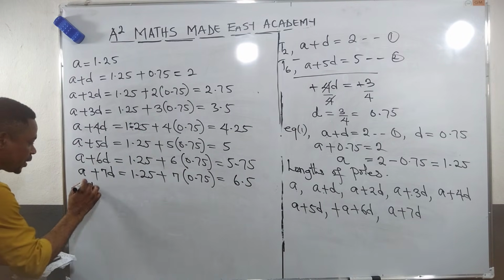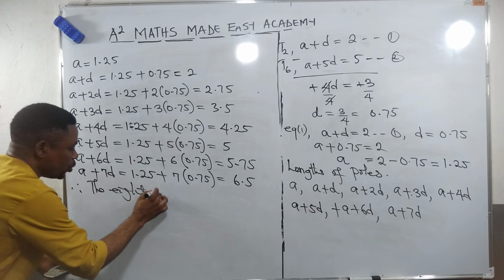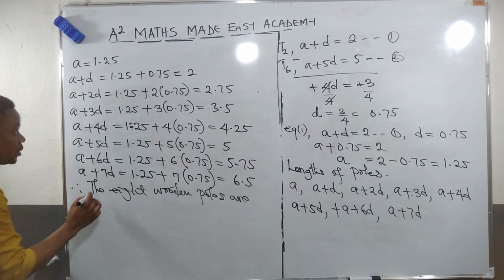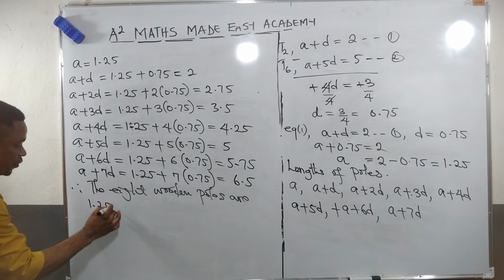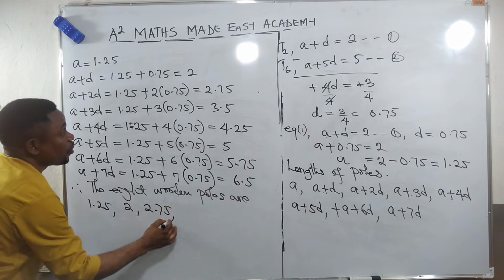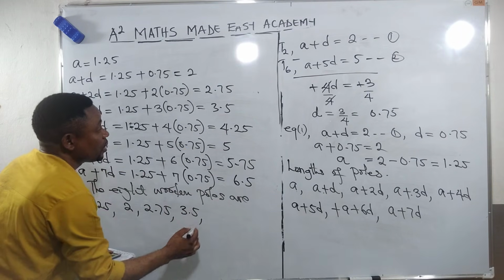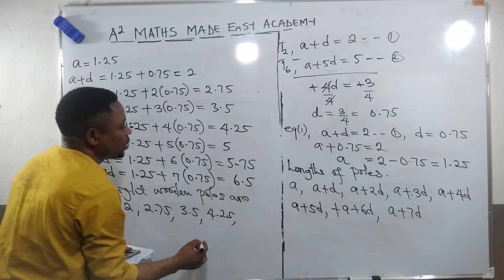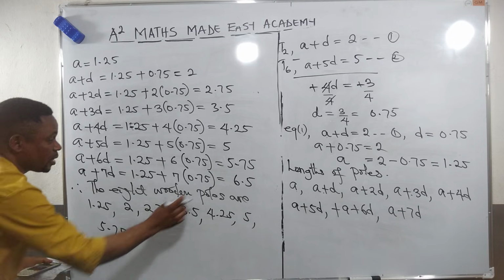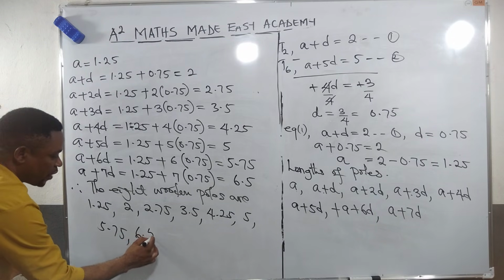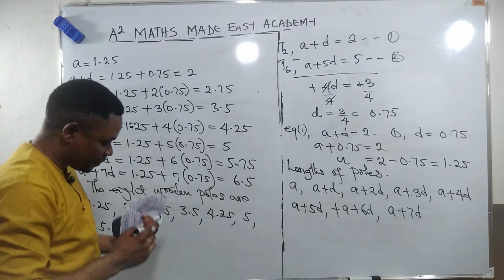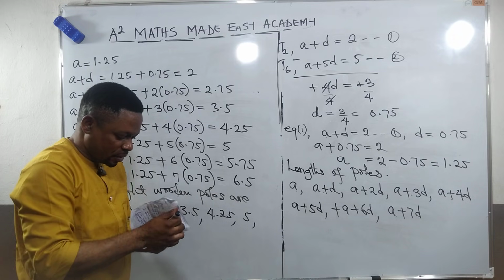Now say in summary, the 8 wooden what? Poles. What are they now? What's the first one? The first one is 1.25, comma. Oh my goodness, 2, comma. What's the next one? 2.75, comma. 3.5, comma. 4.25, comma. 5, comma. 5.75, comma. What's the next one? 6.5. Let's count. 1, 2, 3, 4, 5, 6, 7, 8. And that is the final answer. Hope you are following.